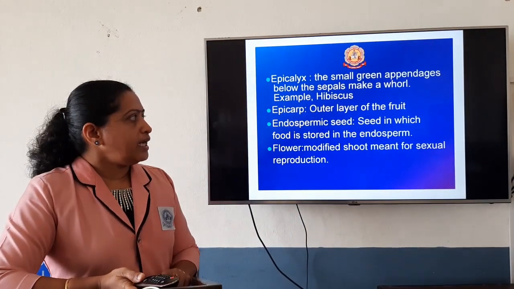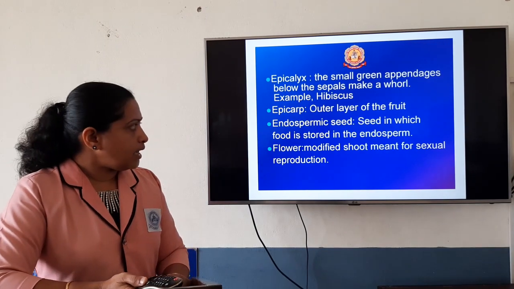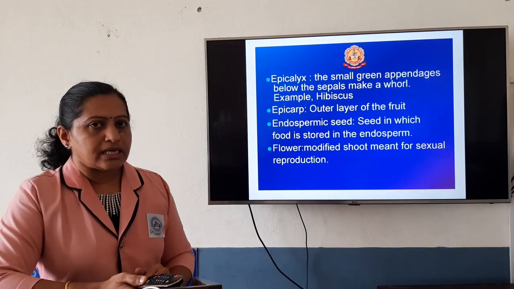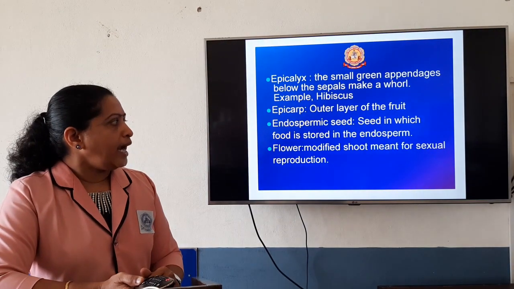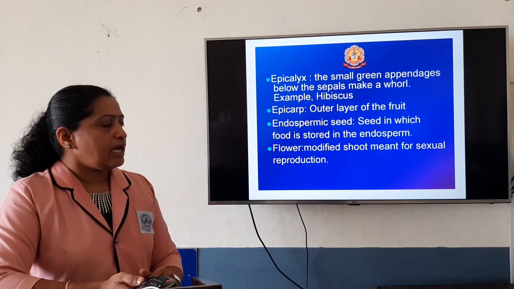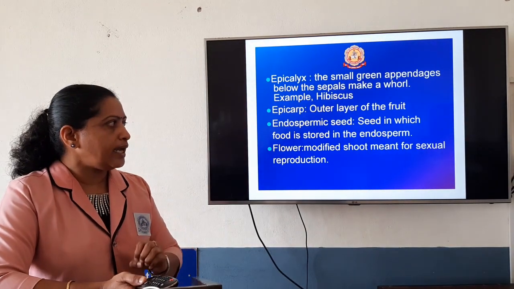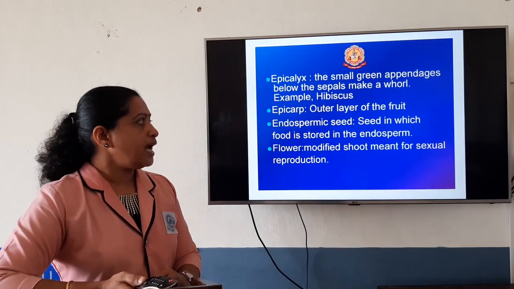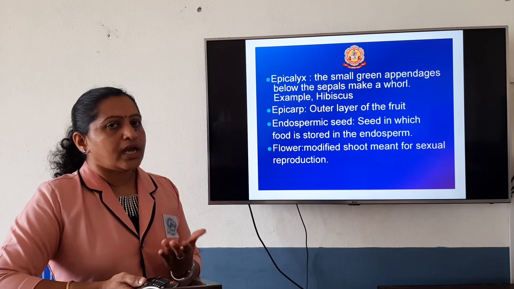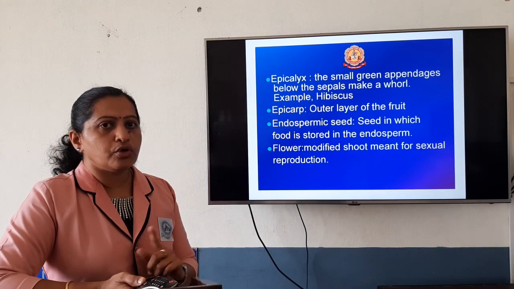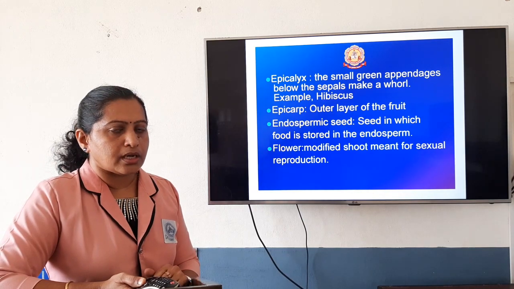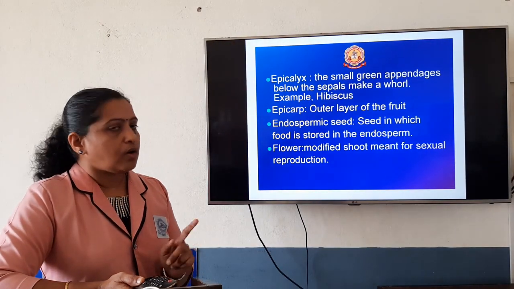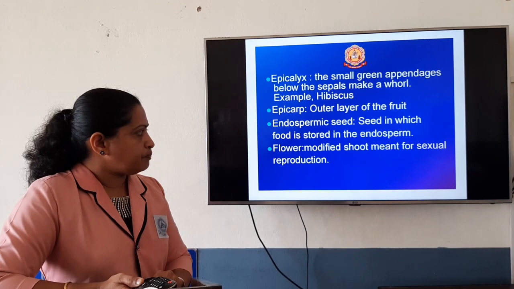Epicarp. Outer layer of the fruit wall is termed as epicarp. Middle layer is termed as mesocarp and inner layer is termed as endocarp. Endospermic seed. Seed in which food is stored in the form of endosperm is known as endospermic seed. Then what can we consider a seed which does not have endosperm? It is termed as non-endospermic. So seeds can be endospermic or non-endospermic.